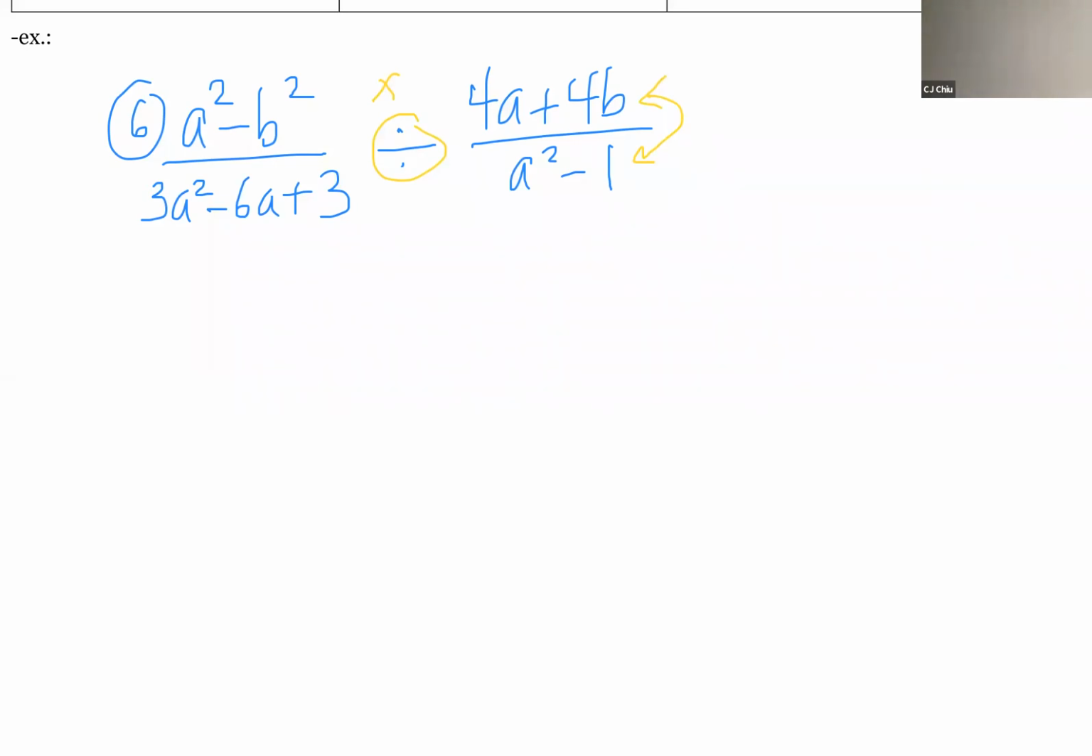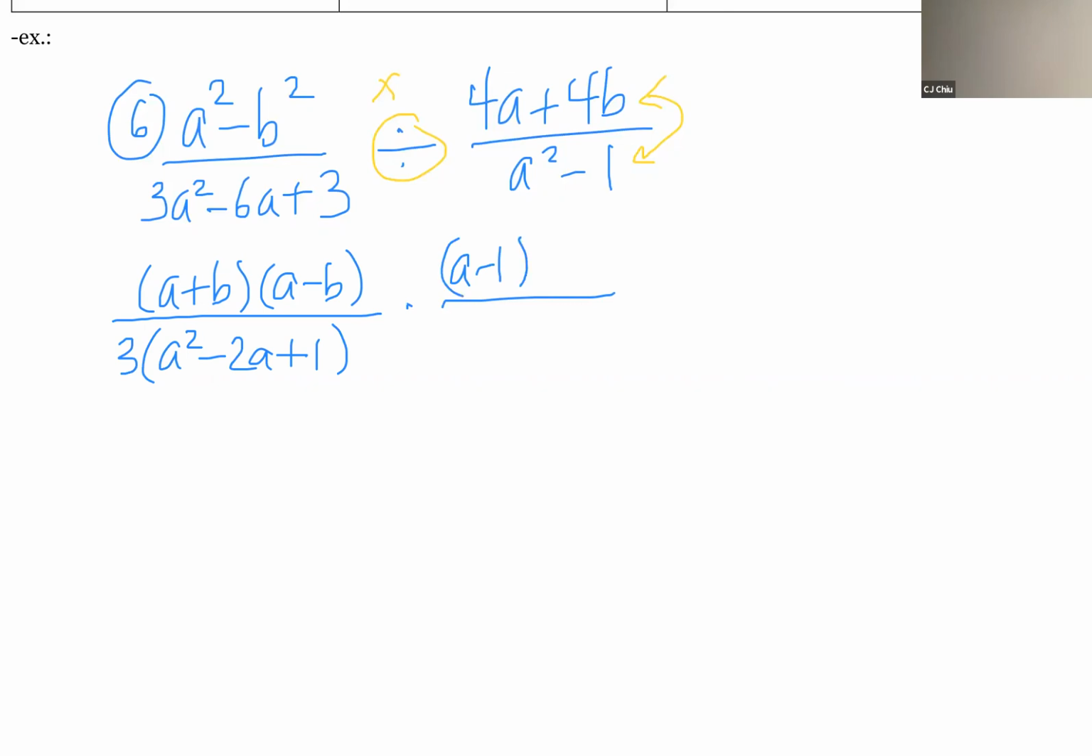I'm gonna factor some of this as we go just to save a little bit of writing, okay? So a squared minus b squared is a plus b, a minus b, okay? 3a squared minus 6a plus 3, take out the 3 as a GCF. You get a squared minus 2a plus 1, which will still factor, times a squared minus 1 is a minus 1, a plus 1, and then take out that 4 for the GCF, okay? This a squared minus 2a plus 1 just gives us a minus 1, a minus 1, okay? So we can do that, save some writing.